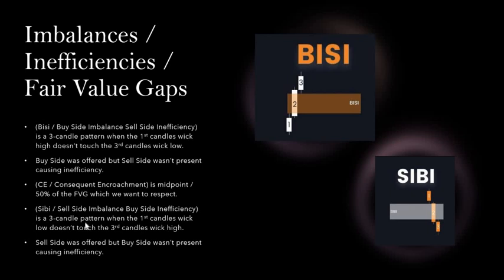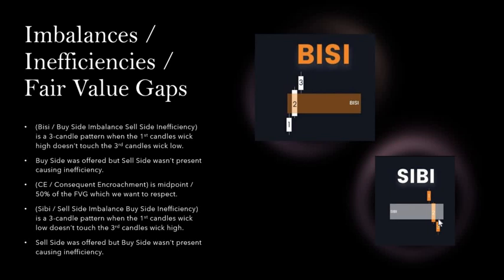Okay? Now, a SIBI, otherwise known as sell-side imbalance, buy-side inefficiency, is a 3-candle pattern when the first candle's wick low doesn't touch the third candle's wick high. So a SIBI down here, the first candle's wick low doesn't touch the third candle's wick high, causing a gap, right? Causing an imbalance or inefficiency in price here. This is also known as a fair value gap. So anytime you have these gaps, they are called fair value gaps.